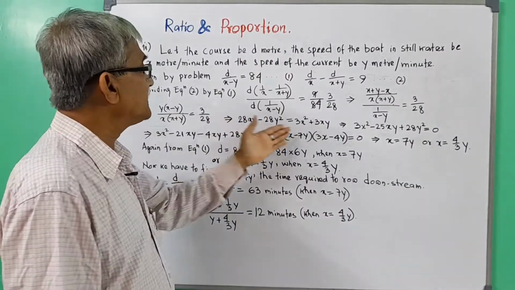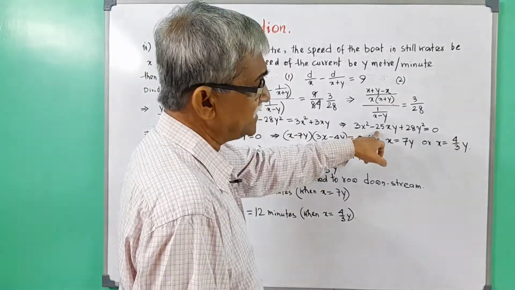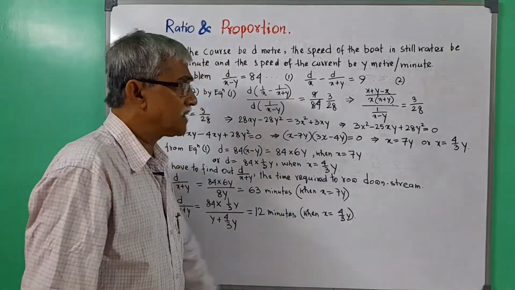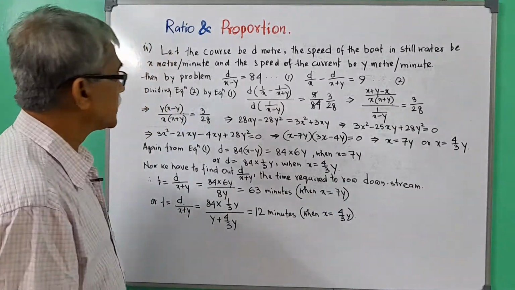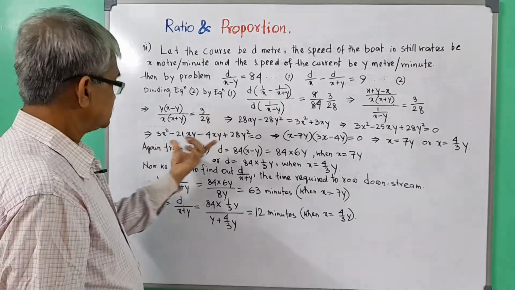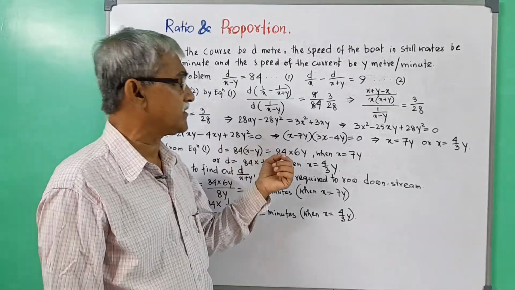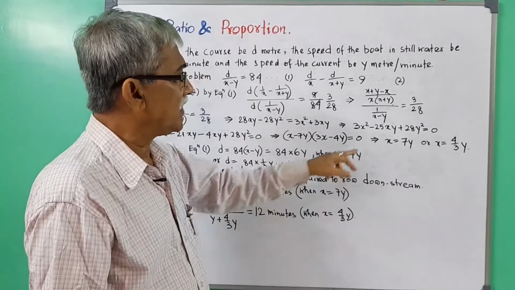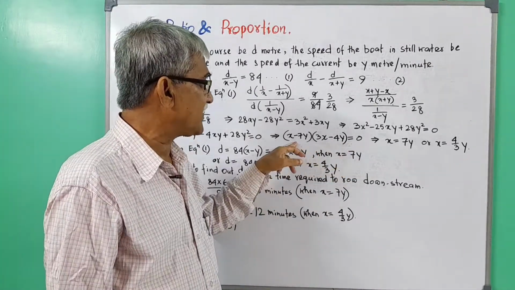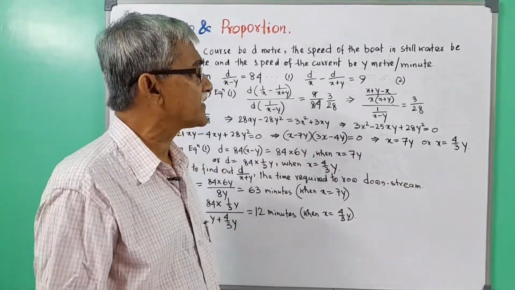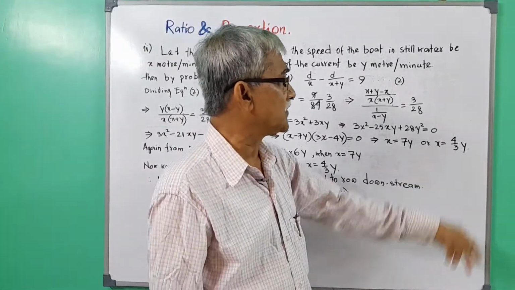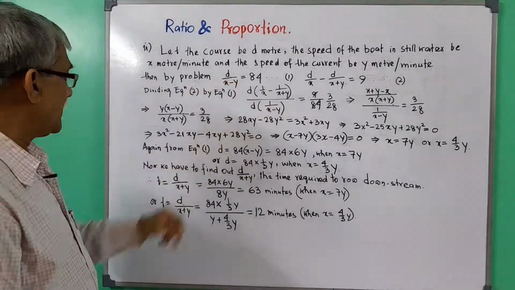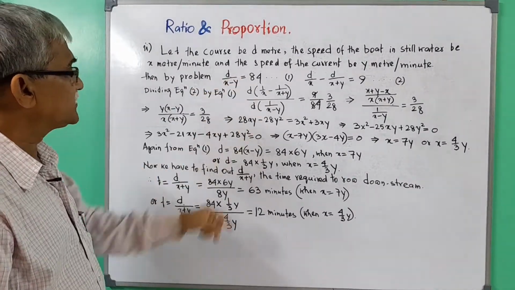We have cross multiplied it and made it into an equation: 3x square minus 25xy plus 28y square equals 0. We factorize it by middle term factorization, and the factors become x minus 7y, whole into 3x minus 4y equals 0. Either x minus 7y equals 0, that is x is equal to 7y, or x is equal to 4y by 3. Again, from equation number 1, you get d equals 84 into x minus y.